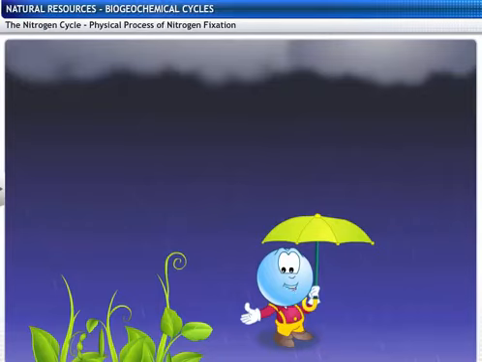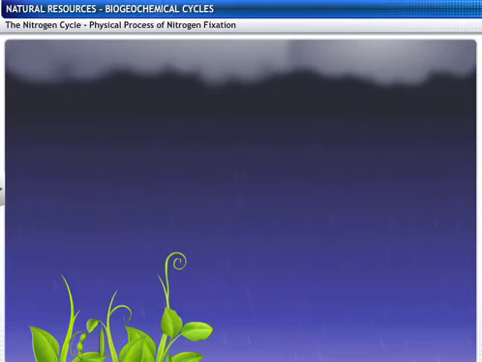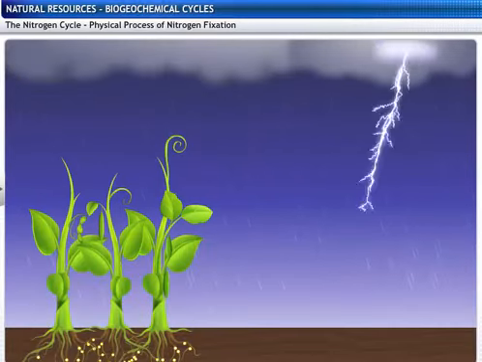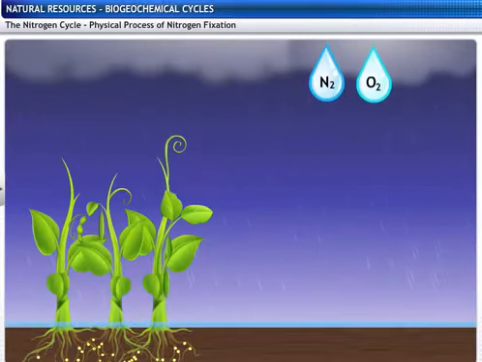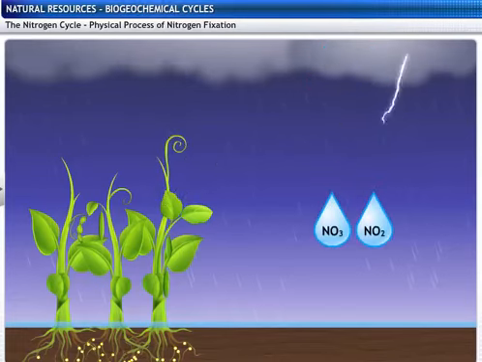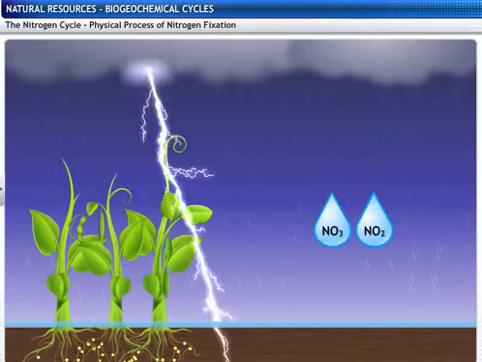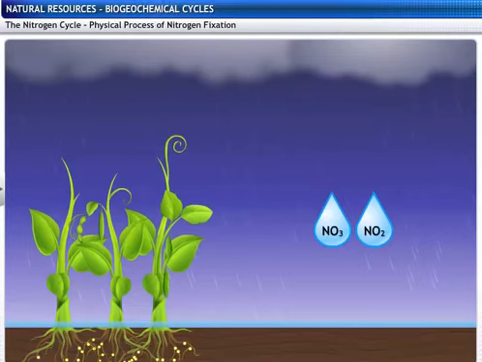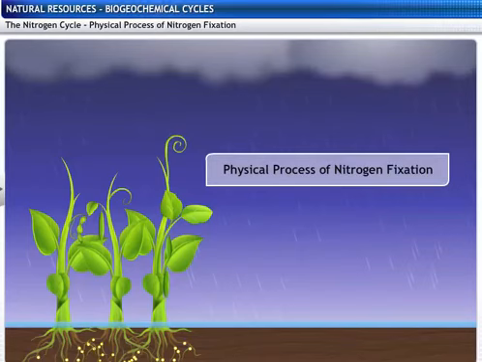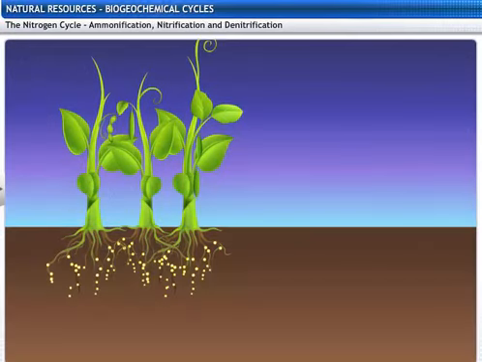Did you know that lightning plays an important role in nitrogen fixation? Surprised? Let's see how. When lightning occurs, the high temperature and pressure combine nitrogen and water to form nitrates and nitrites. These compounds dissolve in water and are readily used by plants. Now that nitrogen is taken up by the plants, it is used to make proteins.